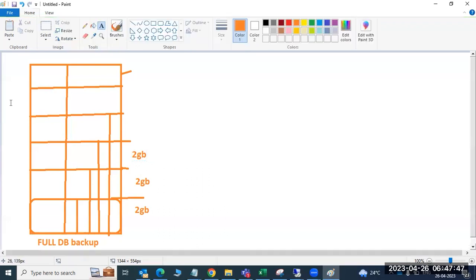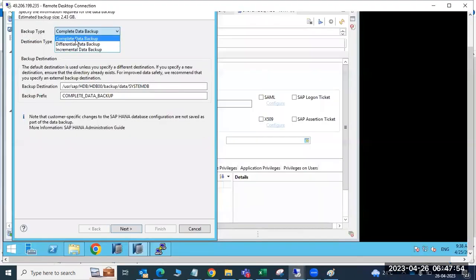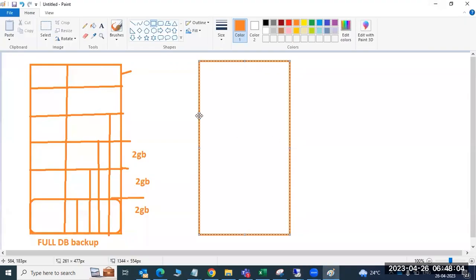Okay, now let's talk about the other one. What is the other one here? The differential backup. I will explain about the differential backup here. What do you mean by differential backup? Same way, Sunday, Monday, Tuesday. Every week we will take the backup, so every day we will take the backup.